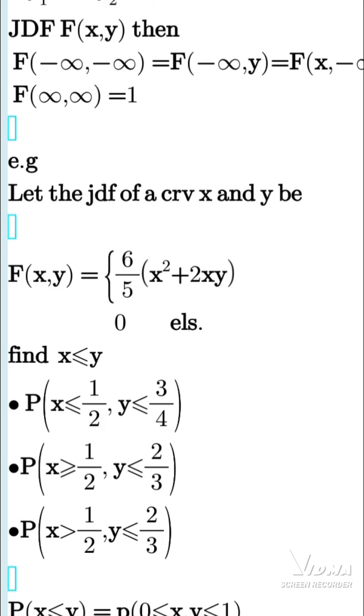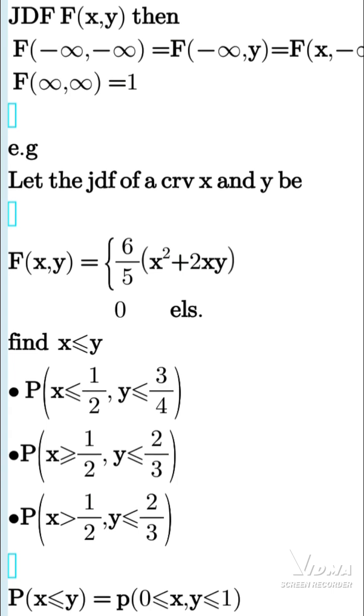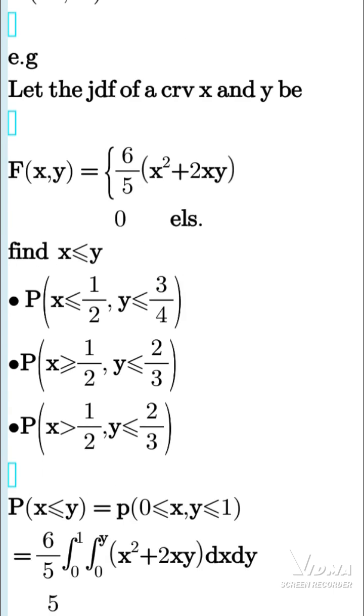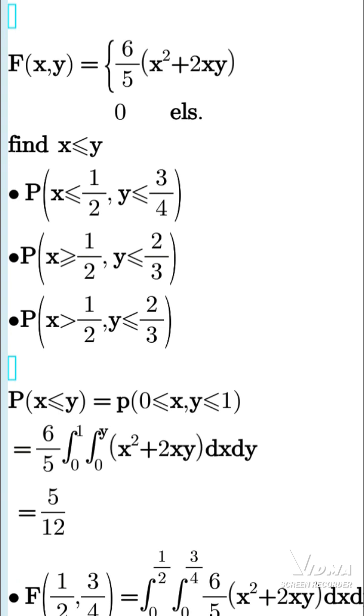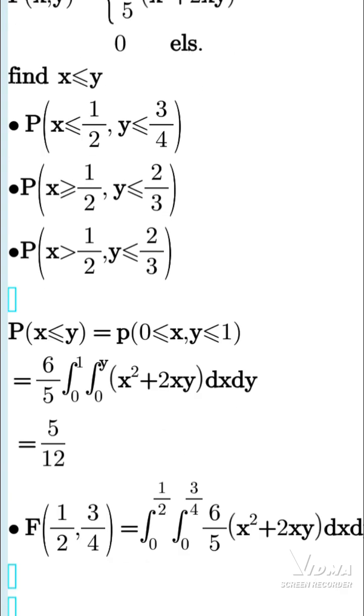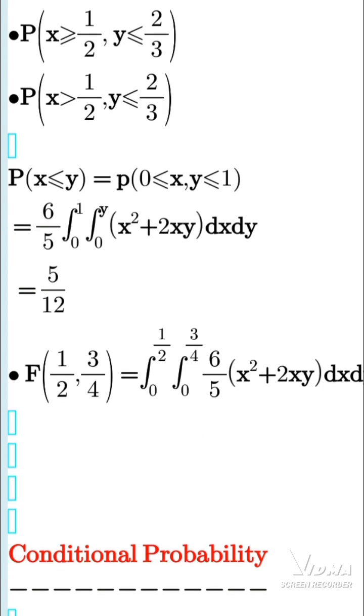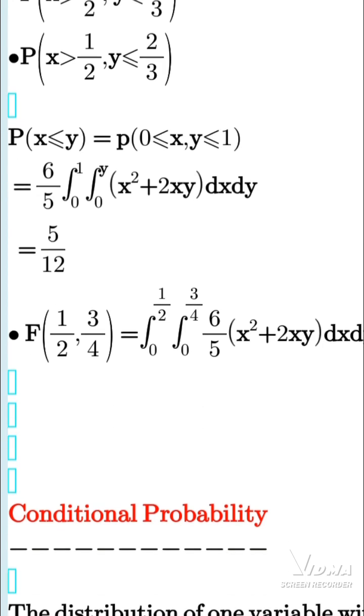We have that f(x, y) is 6/5, and we are asked to look for P(X less than Y). P(X less than Y) simply means 0 to y, 0 to 1 and 0 to y of that function. When we solve the integral and put our respective values, we have 5/12. Similarly, we are asked to look for F(1/2, 3/4).